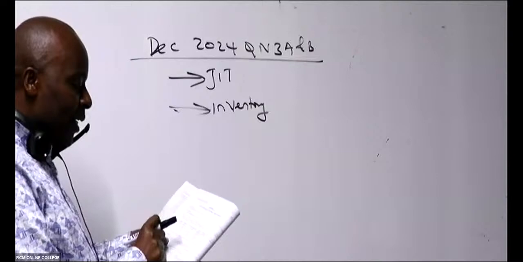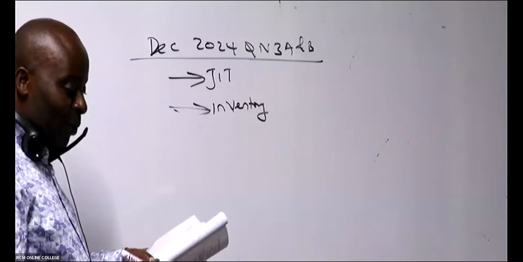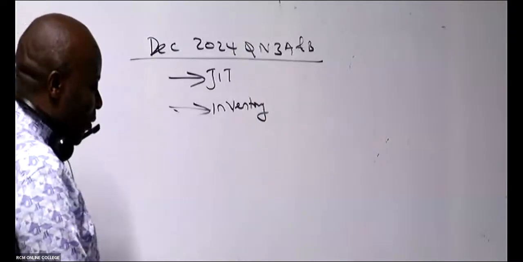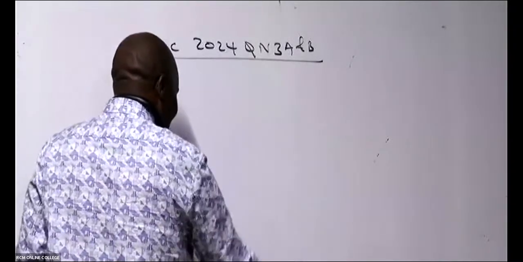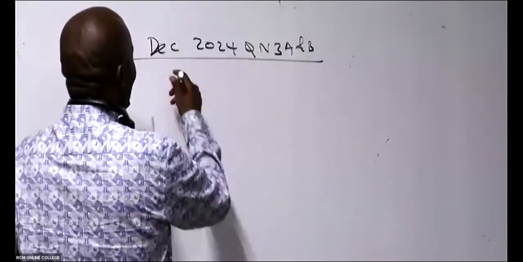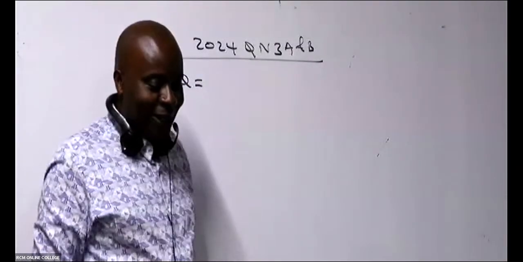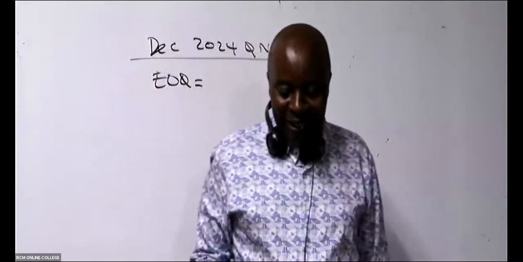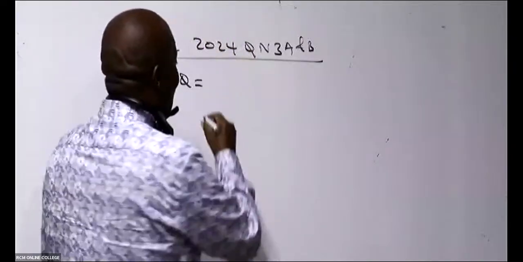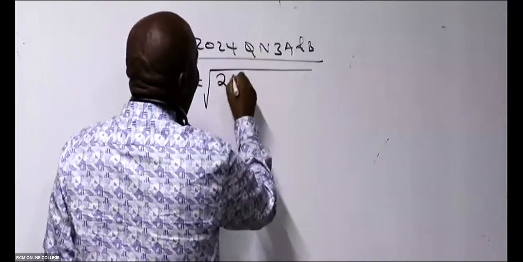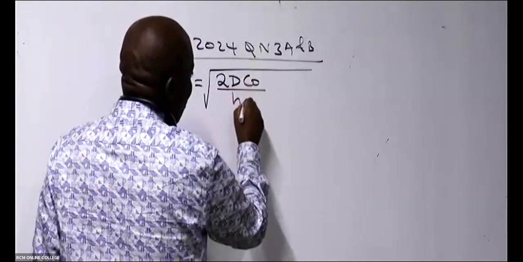So what I was explaining here is that first of all, we must get EOQ. First we get EOQ. How do we get EOQ? So EOQ is the square root of twice the annual demand multiplied by cost per order all over HC.